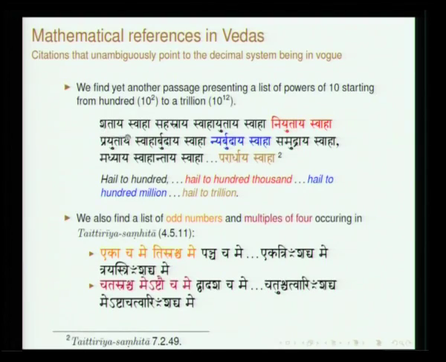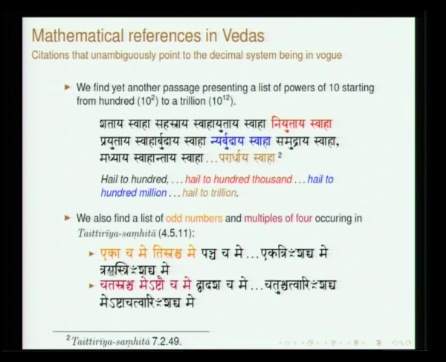For instance, this mantra which you can see here: Shataya Swaha, Sahasraya Swaha, Ayutaya Swaha, Niyutaya Swaha. This basically lists the powers of ten, starting from 10 to the power of 2 up to 10 to the power of 12. Shata refers to 10 to the power of 2, and towards the end of this passage you find Parardhaya Swaha. Parardha refers to 10 to the power of 12. The list of all the words which refer to the powers of 10 has been given here.